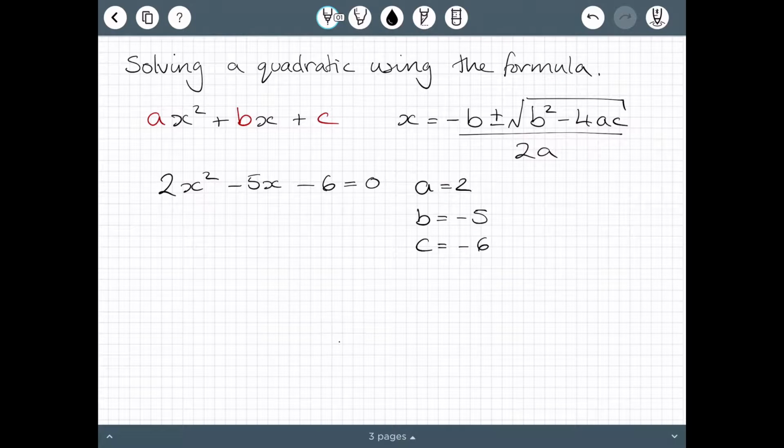Now you should try and factorize first. It's much easier, much simpler to do. However, if you're unable to factorize, then we need to use the formula. So first of all, we'll check to see if we can factorize.